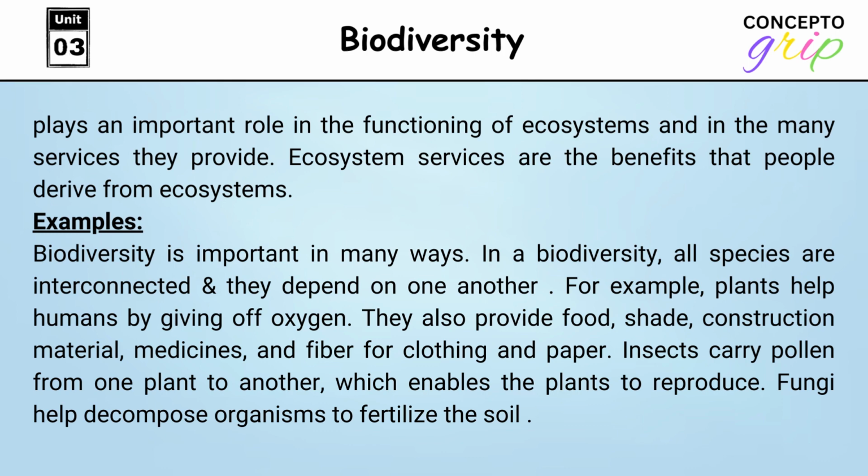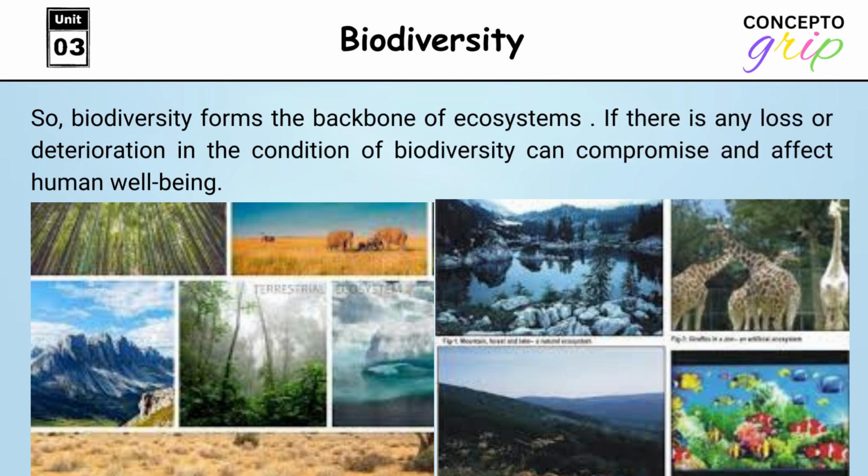Examples: biodiversity is important in many ways. In a biodiversity, all species are interconnected and they depend on one another. For example, plants help humans by giving off oxygen. They also provide food, shade, construction material, medicines, and fiber for clothing and paper. Insects carry pollen from one plant to another, which enables the plants to reproduce. Fungi help decompose organisms to fertilize the soil. So biodiversity forms the backbone of ecosystems. If there is any loss or deterioration in the condition of biodiversity, it can compromise and affect human well-being.